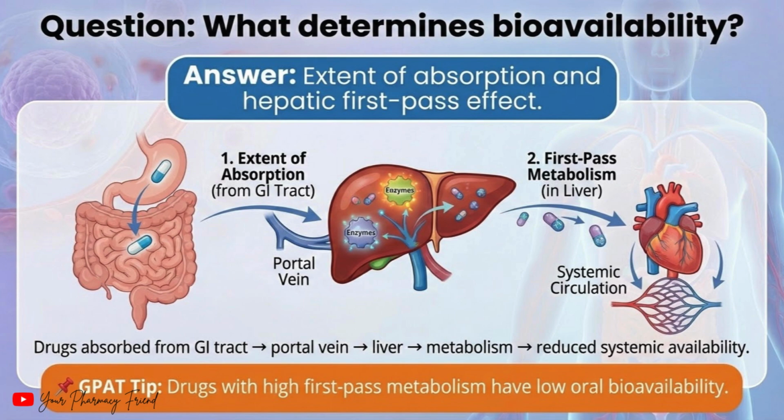What determines bioavailability? Extent of absorption and hepatic first-pass effect. The bioavailability of a drug depends primarily on two factors: the extent of absorption from the gastrointestinal tract and the hepatic first-pass effect. After oral administration, absorbed drugs pass through the portal vein into the liver, where they may be metabolized, reducing the amount that reaches systemic circulation. Drugs with high first-pass metabolism will therefore have low oral bioavailability.